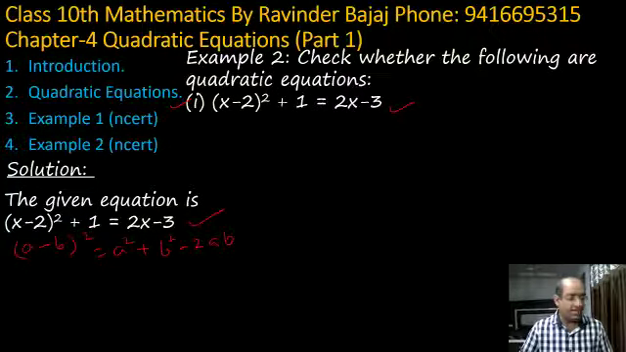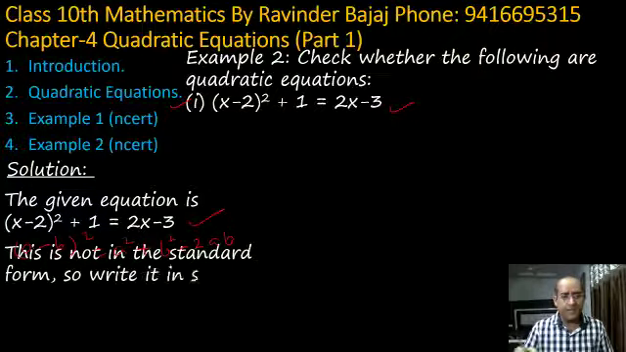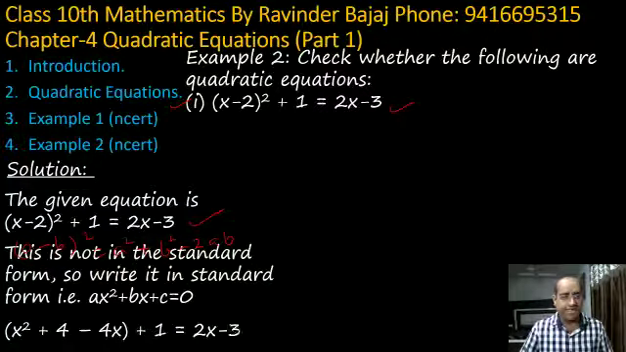Now this identity I'm using here is the standard form, and you need to convert the given expression into standard form. This standard form is x square plus 2 square, which is 4, minus 2 into x into 2, that is minus 4x. So this is the identity I have used, and plus 1 equal to 2x minus 3.